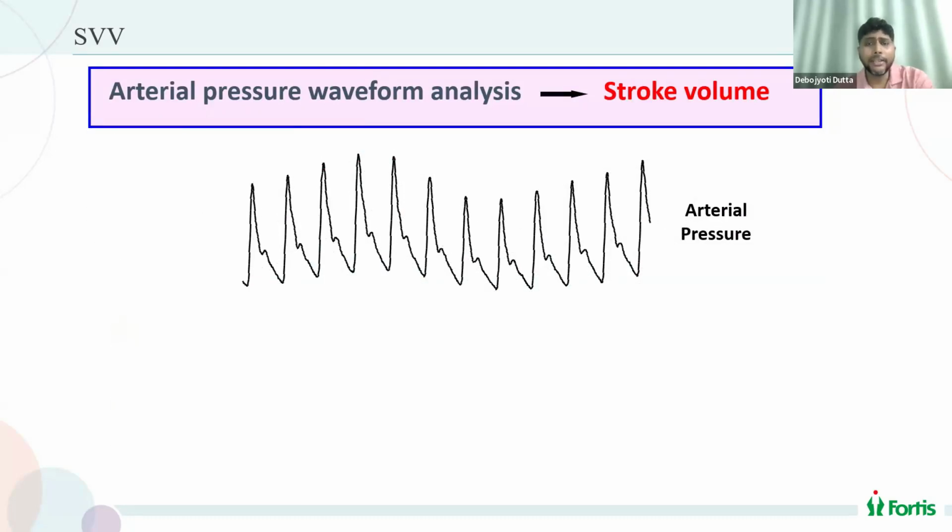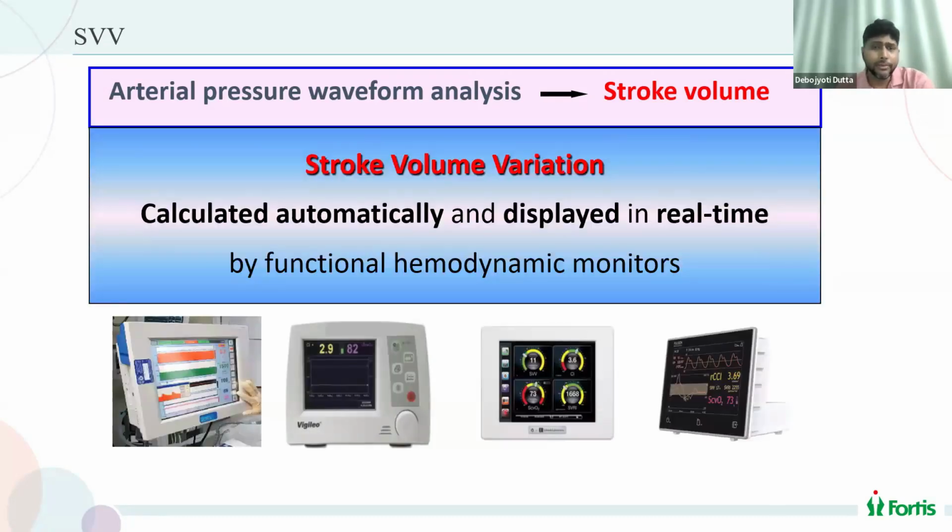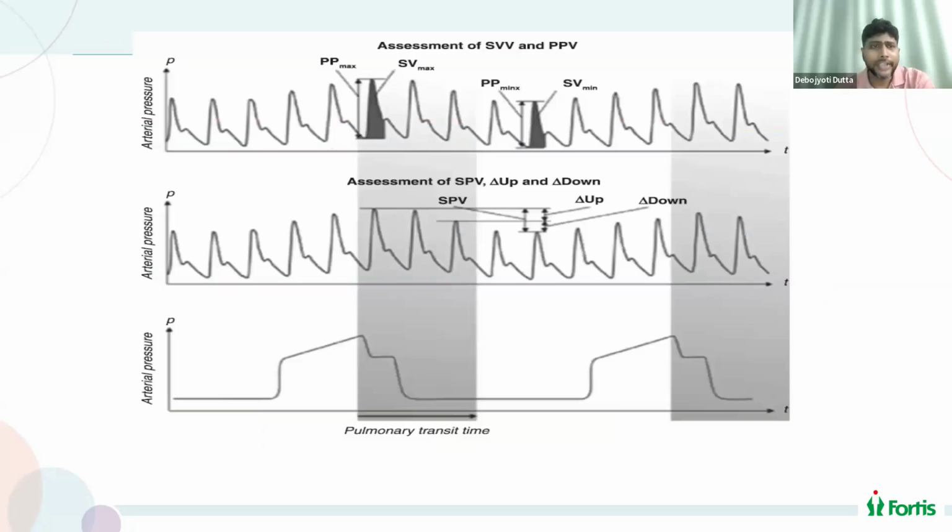It can also be calculated by echocardiography, if we calculate the velocity time integral, VTI, and the area of the aortic root. Stroke volume is calculated automatically by cardiac output monitoring devices like Vigileo, EV1000, and other advanced monitors here. This diagram shows the variation in stroke volume variation, pulse pressure variation, and also the systolic pressure variation.